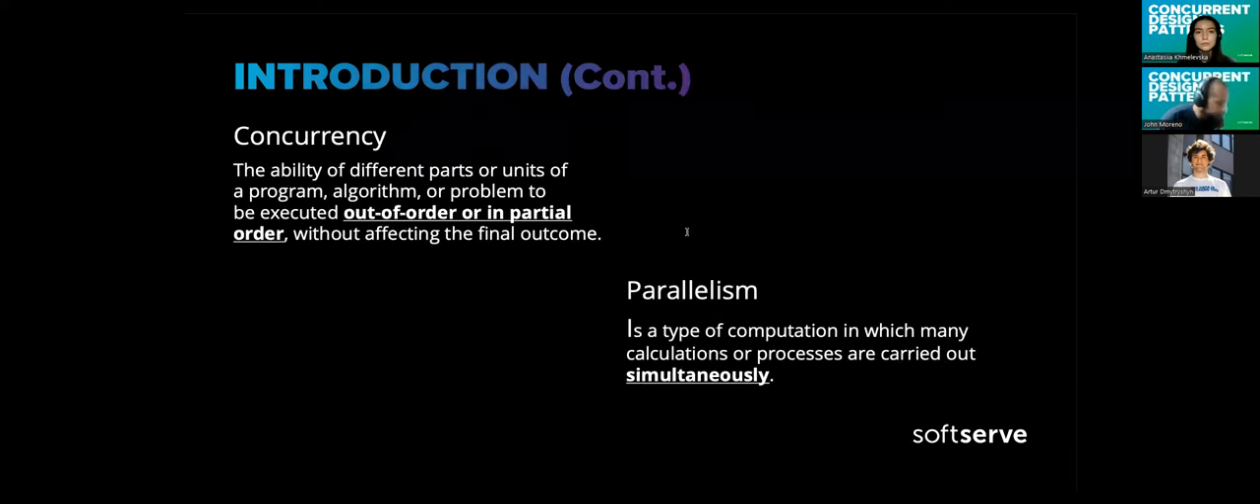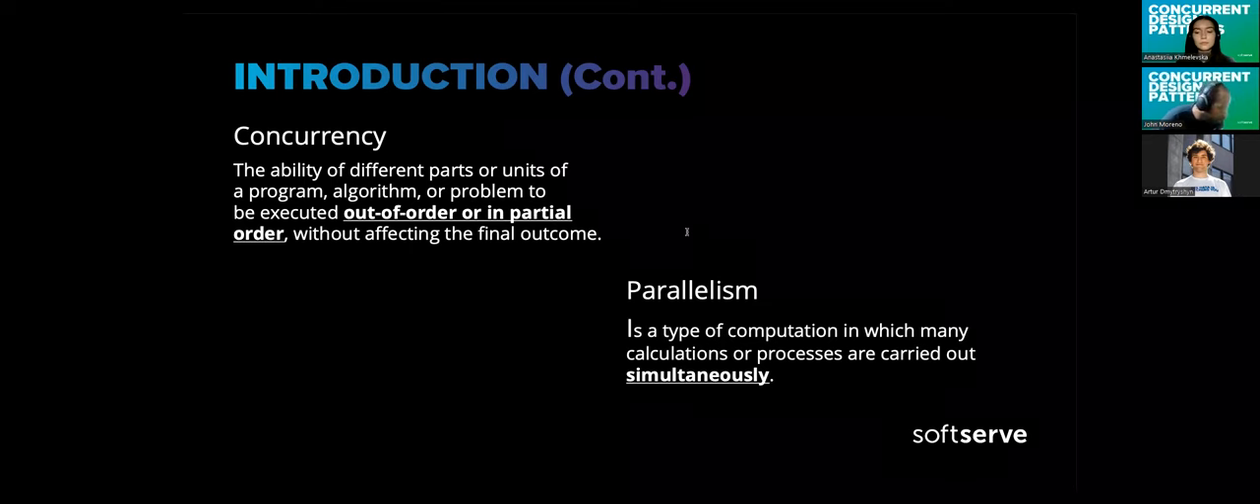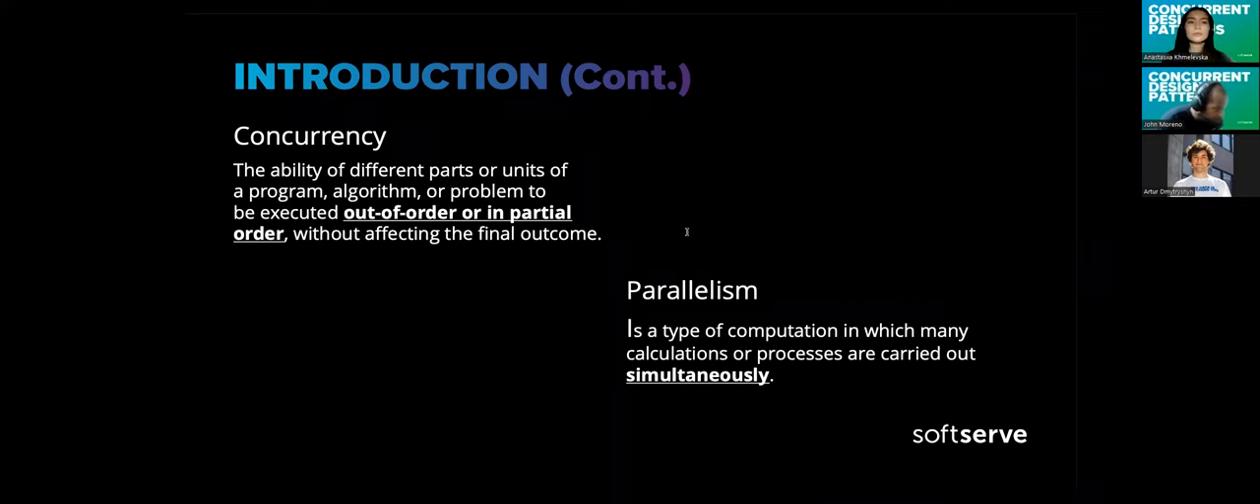So from that previous slide, it's clear that we have to make a distinction between concurrency and parallelism. Concurrency is the ability of different parts or units of a program, algorithm, or problem to be executed out of order or in partial order without affecting the final outcome. And on the other hand, parallelism is a type of computation in which many calculations or processes are carried out simultaneously.